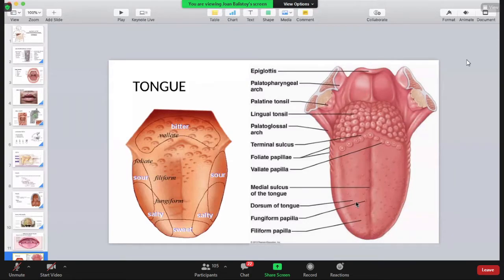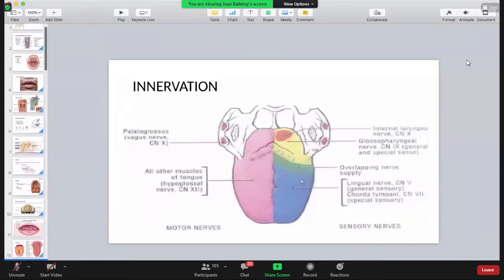Let us now go to the blood supply of your tongue. It is supplied by the lingual artery and drained by the lingual vein, which ultimately drains into the internal jugular vein. How about innervation? It's important for you to know the innervation of the tongue. All the muscles of the tongue, except for the palatoglossus, which is innervated by cranial nerve 10, are innervated by cranial nerve 12.